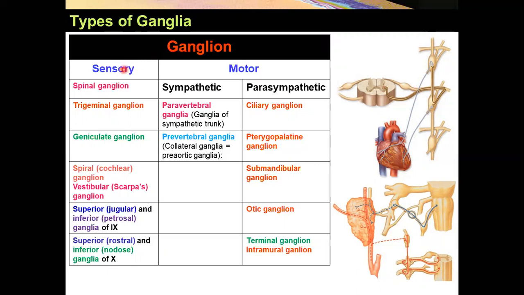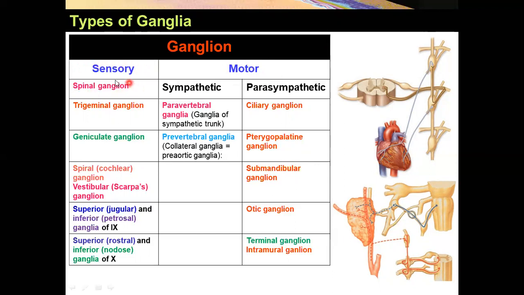There are mainly two types of ganglia. These are sensory ganglia and motor ganglia. For the somatic motor neurons, or somatic nervous system, there are no ganglia because somatic motor neurons do not synapse. So the motor ganglia are basically autonomic ganglia, autonomic motor, visceral motor ganglia.